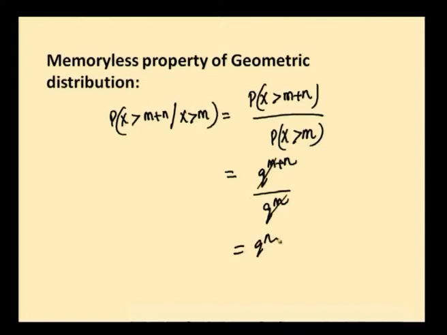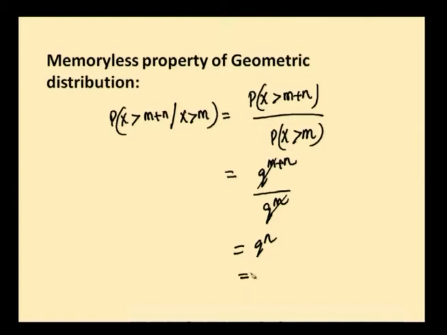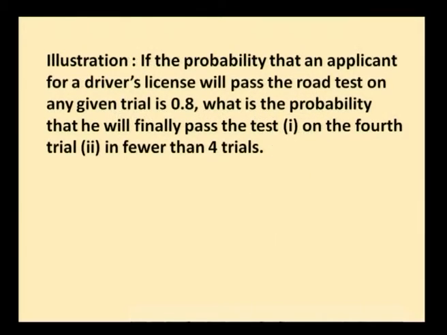Again using the same concept, P of x greater than k is equal to q power k, and q power n is nothing but P of x greater than n, which is your right hand side. Hence proved the memoryless property of geometric distribution. We shall discuss with an example.